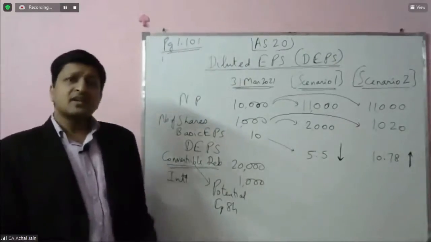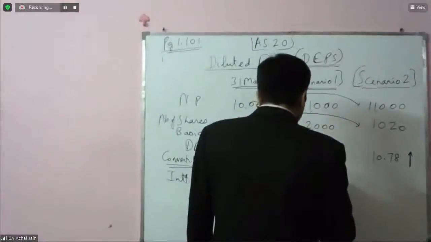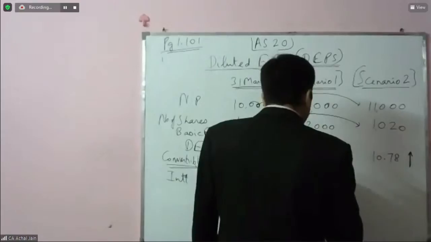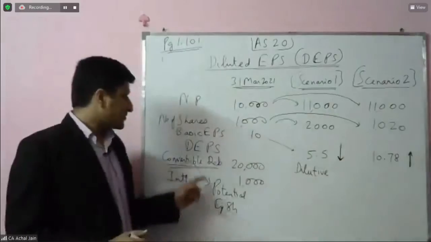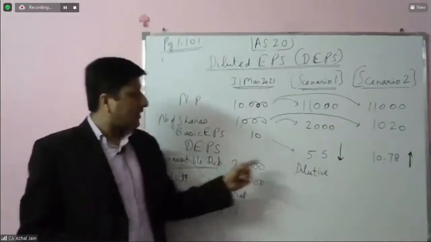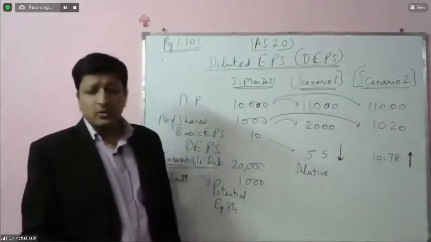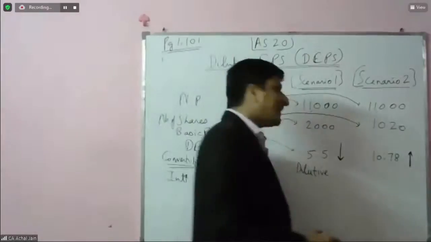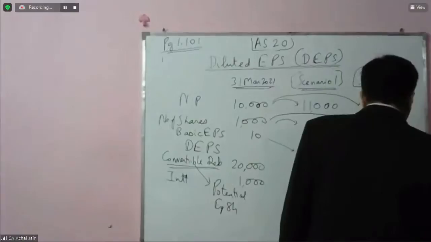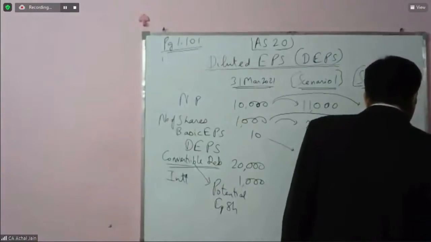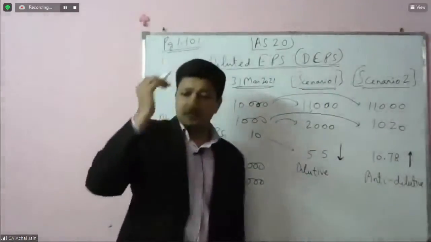So whenever there is a decrease, what do you call it? It's a dilution. Therein, the potential equity shares are called diluted in nature. But in this scenario number 2, what do you call them? Anti-dilutive. This is anti-dilutive. Anti-dilutive means now there is no dilution, but it's increasing.